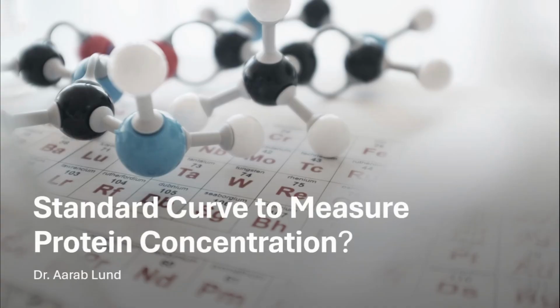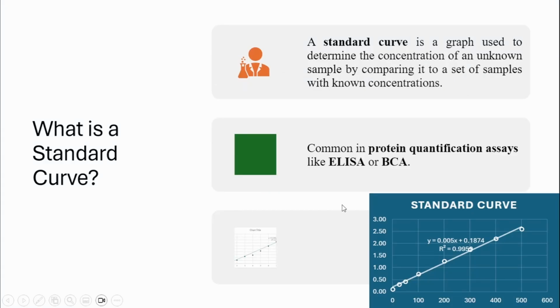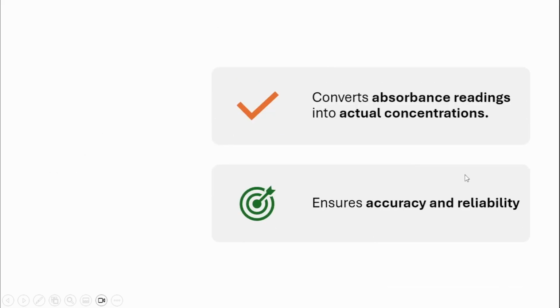Today we are going to learn about the standard curve, which is most important for the measurement of protein concentration, whether we are going to perform Western blotting or ELISA assay. What is a standard curve? A standard curve is simply a graph which can be used to determine the concentration of unknown samples by comparing them with samples of known concentration. It is most commonly used in protein quantification, like ELISA and BCA.